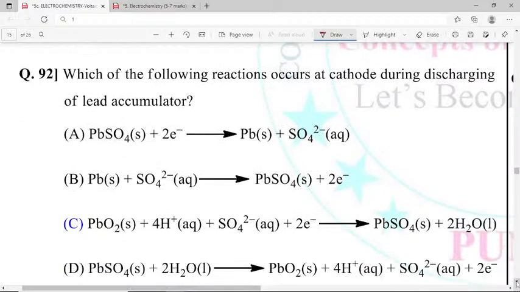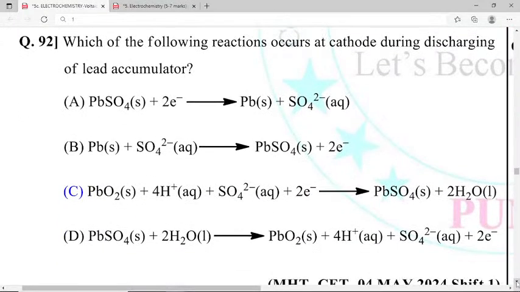Next, which of the following reactions occurs at cathode during discharging of lead accumulator? Cathode, PbO2 plus 4H plus to give lead sulfate, oxidation state of Pb plus 4. So plus 4 becomes plus 2. Plus 4 becomes plus 2, cathode. So it undergoes reduction.